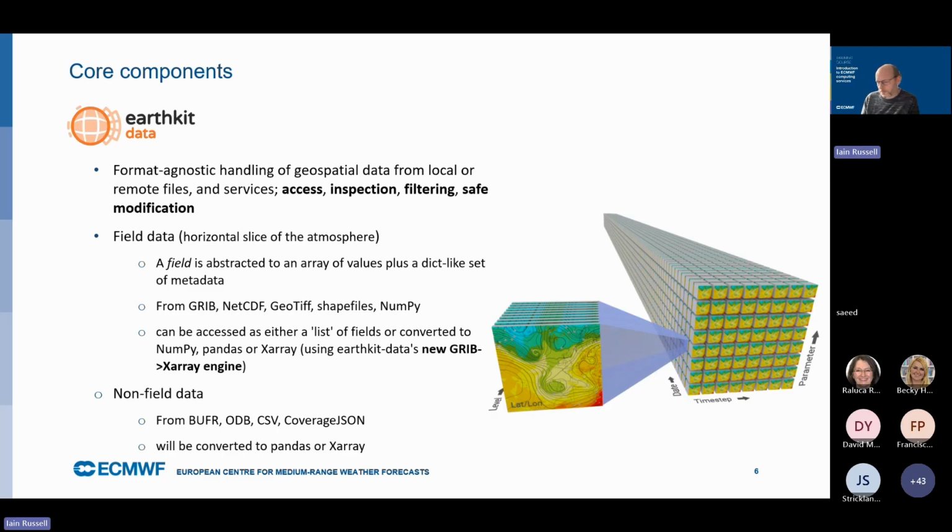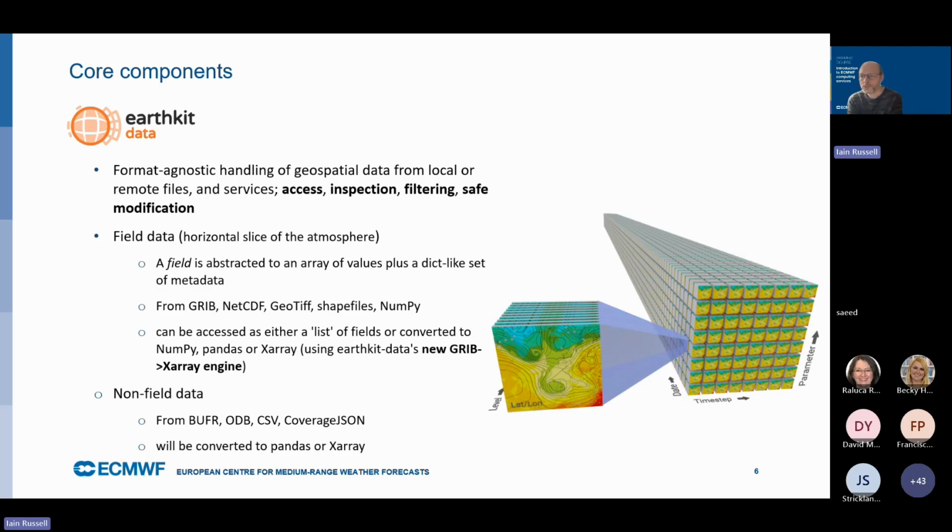So a field is basically abstracted into a set of data values, the actual temperatures or whatever quantity you're looking at, plus the metadata, which looks quite like a dictionary. You can instantiate these from GRIB, NetCDF. One of the most basic ways of creating a field is just a NumPy array plus an actual Python dictionary of metadata. That's also a valid field.